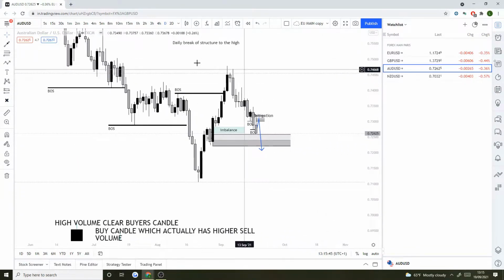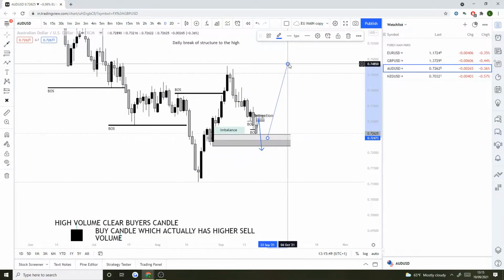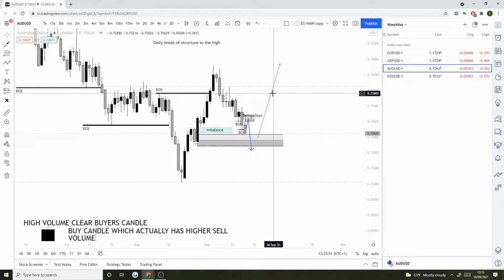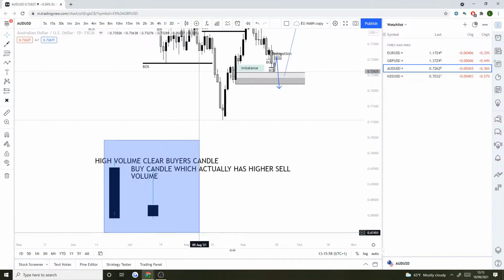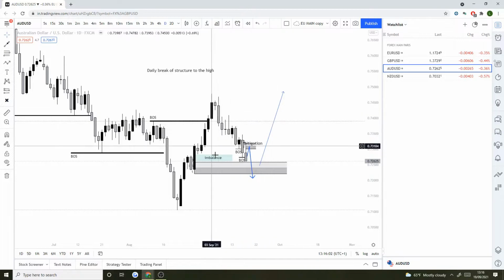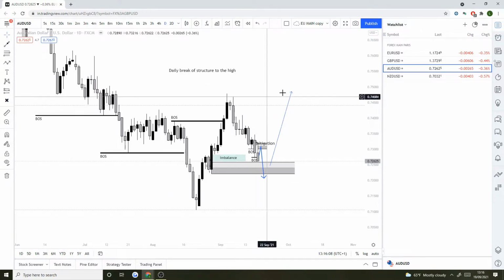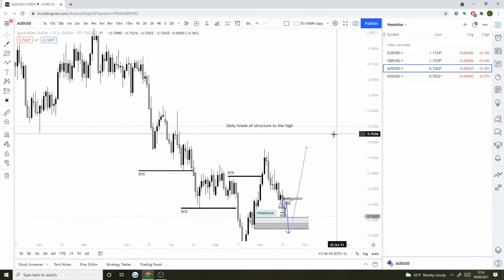So, in terms of the fact that we've had a break to the high on the daily, we could easily just expect that price is going to come out of here and then break the high again. So for me, it makes sense that price could potentially just come from this order block here and then start moving upwards, looking to break this daily high again and continuing to take AU even higher.